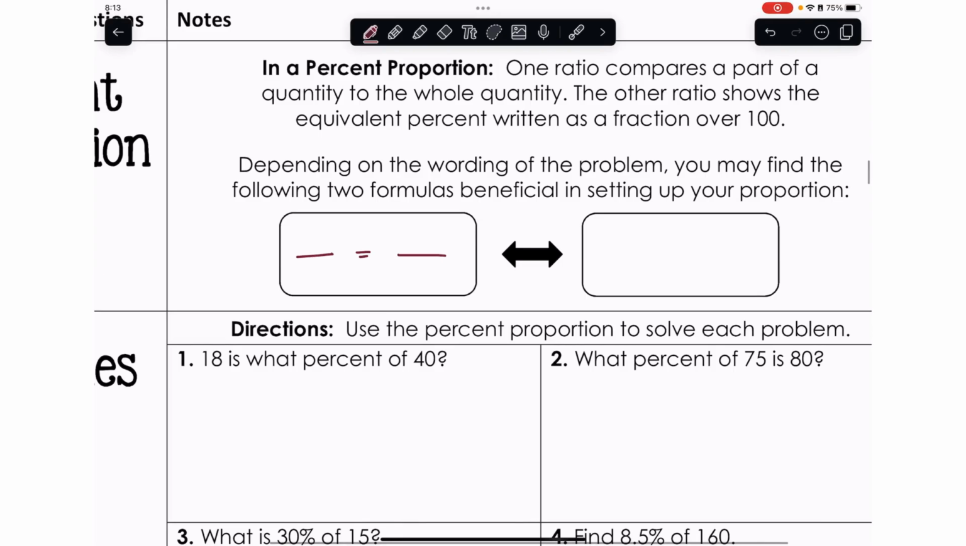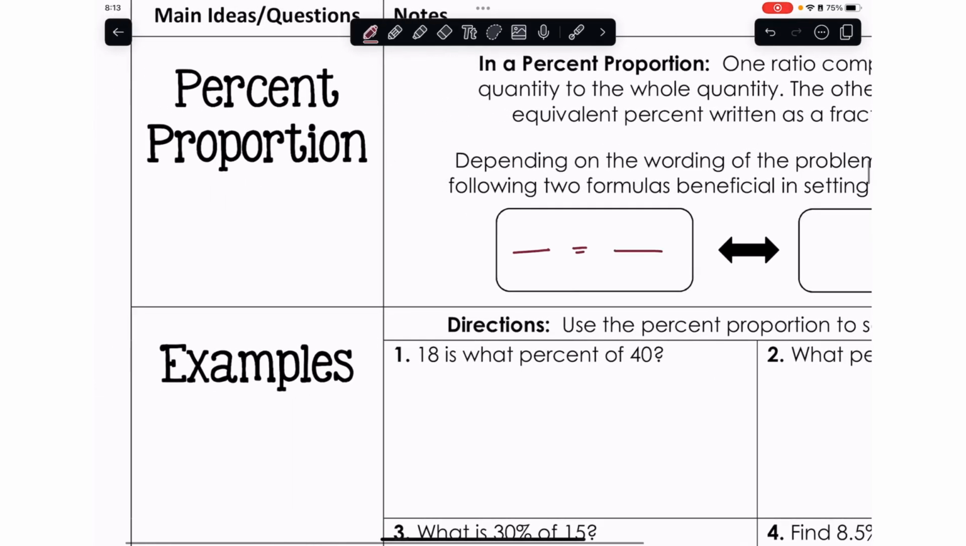So in a percent proportion, one ratio compares a part to the whole, okay? And this shows that the equivalent is written as a fraction over 100. One thing that we want to talk about is what even is a percent? A percent symbol tells us an operation, okay? Your percent symbol really tells you to divide by 100.